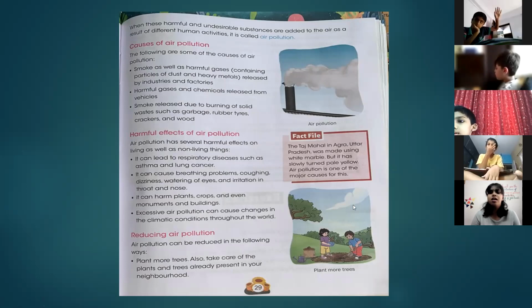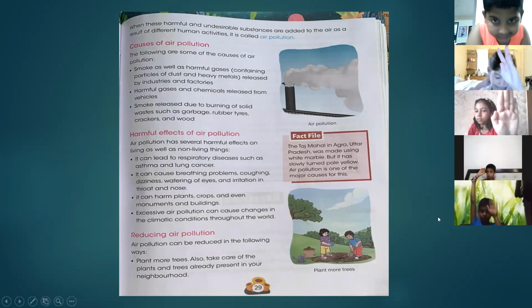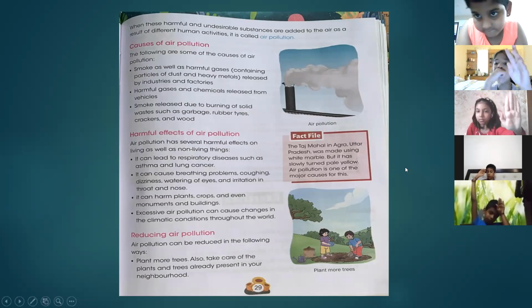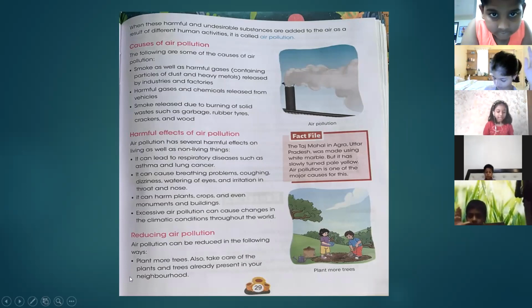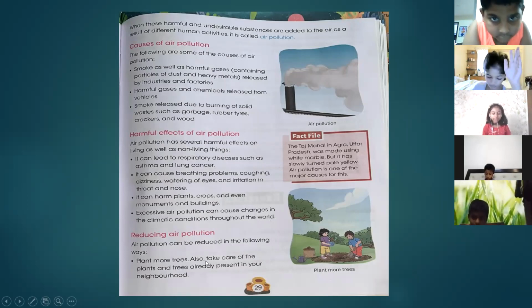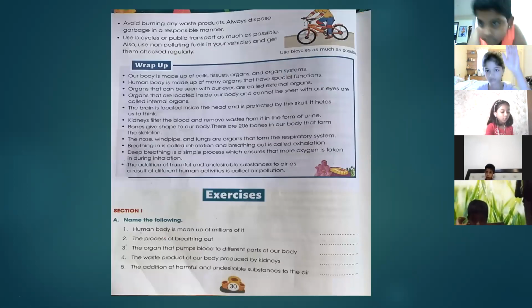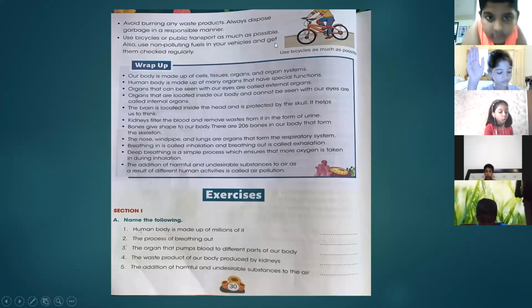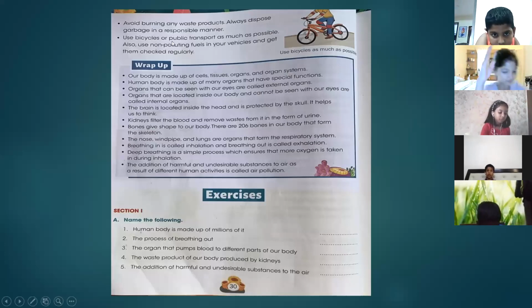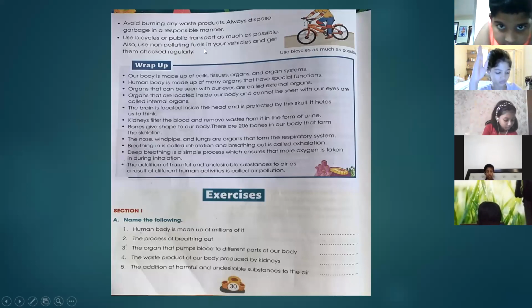I want somebody to read reducing air pollution. Somebody who hasn't got a chance today. Okay, Devyanshi. Air pollution can be reduced in the following ways. Plant more trees. Also take care of the plants and trees already present in your neighborhood. Avoid burning any waste products. Always dispose garbage in a responsible manner. Use bicycles or public transport as much as possible. Also use non-polluting fuels in your vehicles and get them checked regularly.